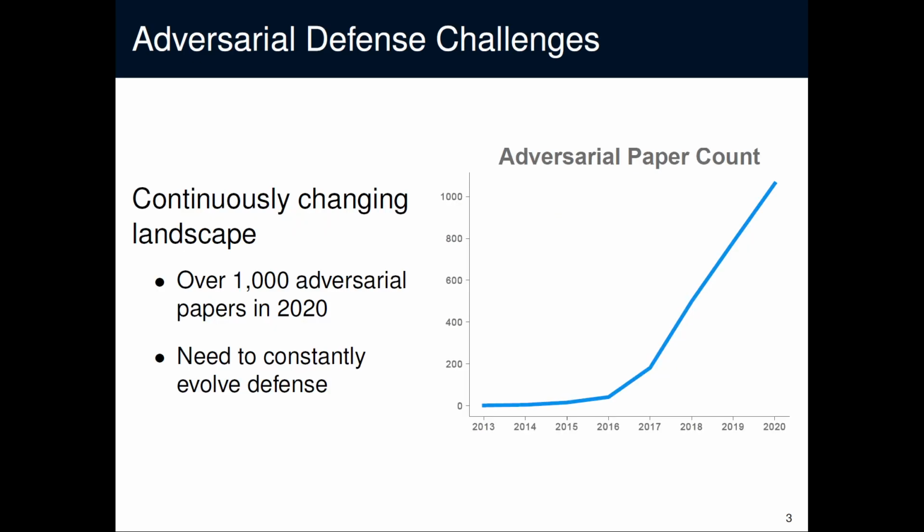So let's talk about the landscape here a little bit. The adversarial landscape is actually evolving quite rapidly. In just 2020 alone, there's over 1,000 papers published in the adversarial landscape. So this highlights the importance of the attack and the defense landscape and how we need to keep developing new defenses to keep pace with all the attacks coming out there.